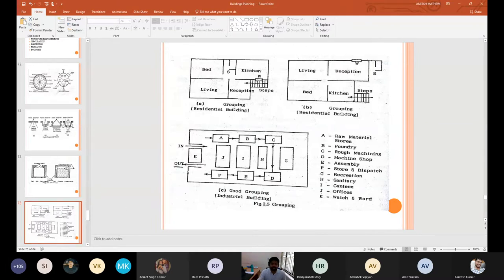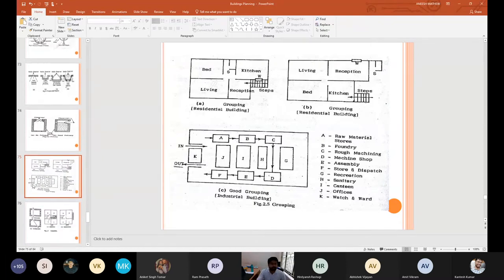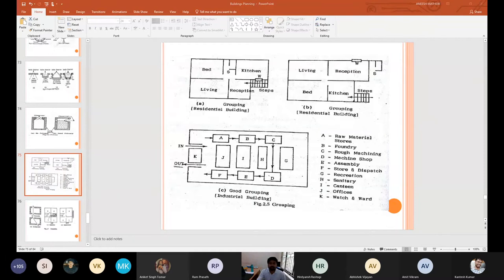So next we will discuss roominess. That is the next building planning principle, called roominess. Have you heard about the term roominess? Roominess is also one of the important building planning principles. What is the meaning of roominess?